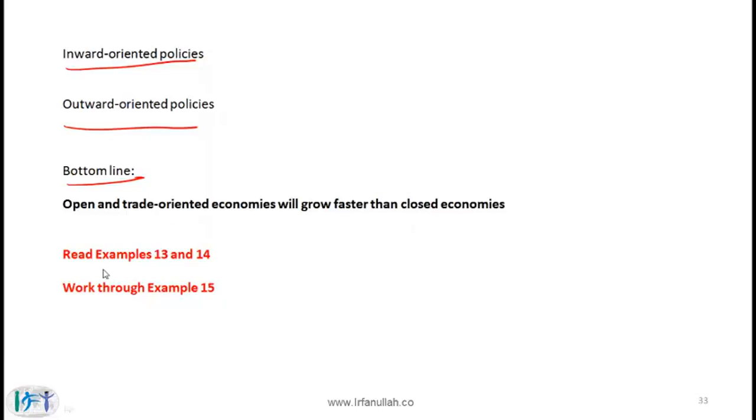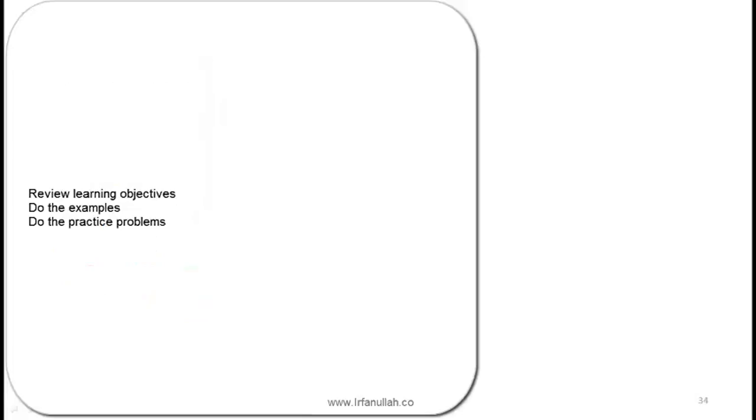What I now want you to do is read examples 13 and 14. Example 13 will tell you about the situation of India and China, and example 14 talks about why some countries converge and some do not. These are short examples and just interesting to read. Example 15 is more elaborate. You need to work through this, and in the process you will also revise a fair amount of material from earlier sections.